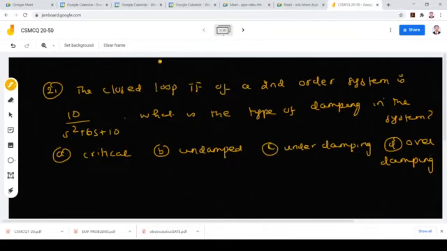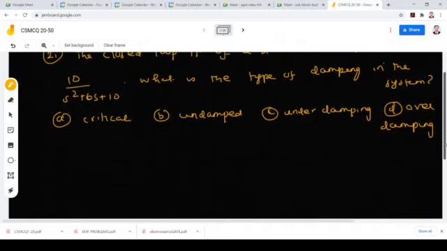And the next question is, the closed loop transfer function of a second order system is given by 10 by s squared plus 6s plus 10. What is the type of damping in the system? So they have given a closed loop transfer function. We have to find the type of damping. So C(s)/R(s) is equal to 10 divided by s squared plus 6s plus 10.